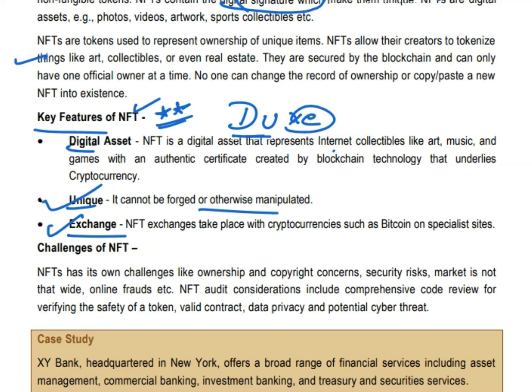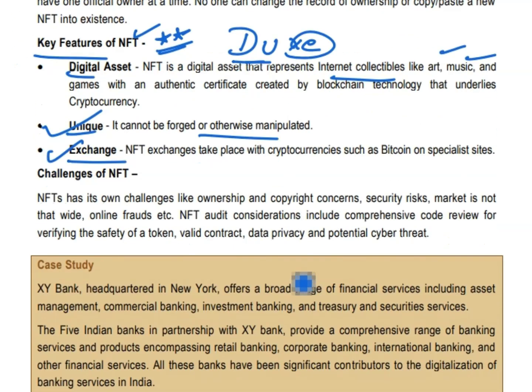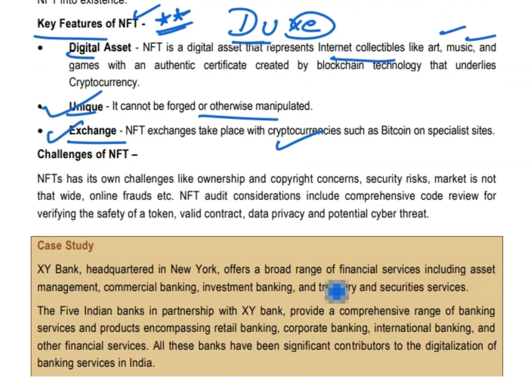So it represents internet collectibles like art, music, etc., which are created on the blockchain. So these are the three key features of the digital asset DUX. What is DUX? Digital asset. It is unique, cannot be manipulated or forged. X, it can be exchanged. NFT exchanges take place with cryptocurrency such as bitcoin, etc.